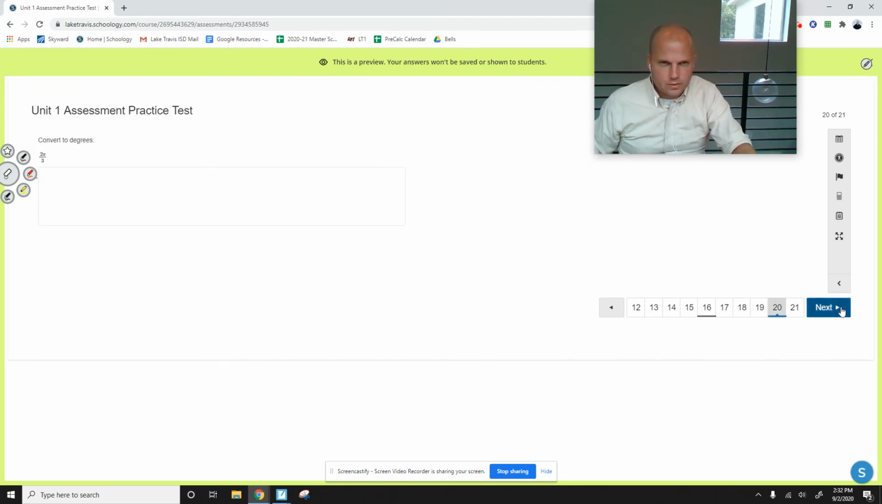So don't worry about this question. Convert 2 pi over 3 into degrees. I mean, you don't have to use the conversion for this one. 2 pi over 3 is here. It's a reference angle of 60 degrees.